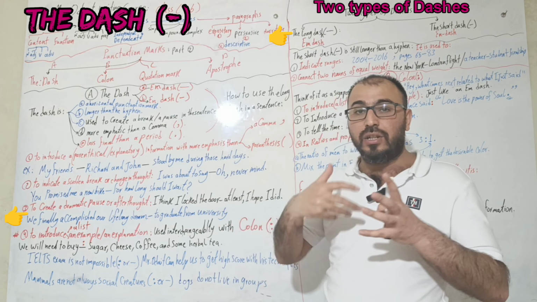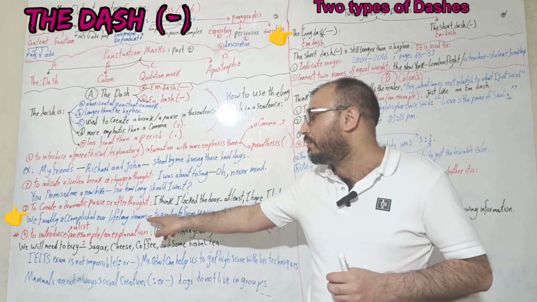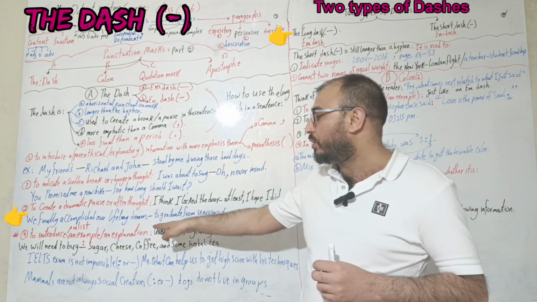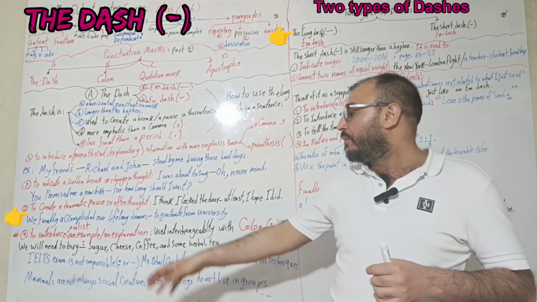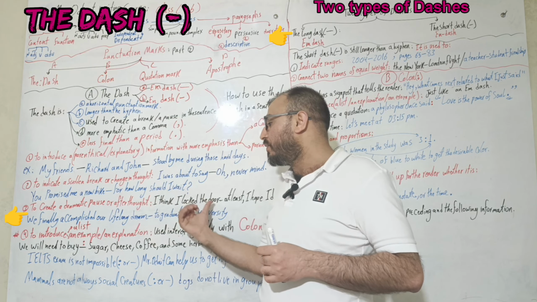The second example here, my friends: we finally accomplished our lifelong dream—to graduate from university. Again, my friends, I repeat, we finally accomplished our lifelong dream—to graduate from university. Again, in here, I give a pause in order to show the listener or the reader that what comes after it, I mean the dash, is very important.